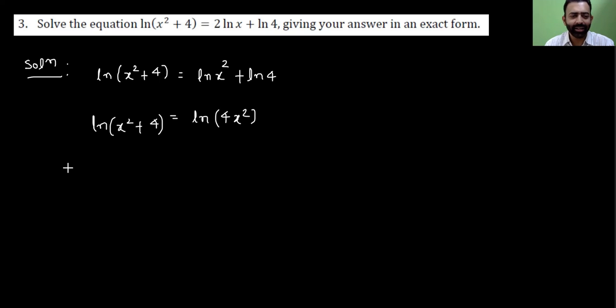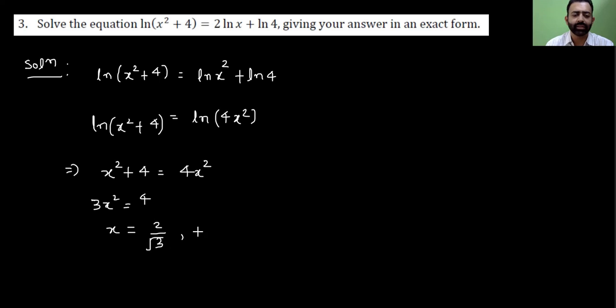So I can directly write that, hence, this implies x square plus 4 is equal to 4 times x square. Okay, combining the terms, 3x square is equal to 4. That means x is equal to plus 2 by root 3 and second is minus 2 by root 3, right? And it says that you have to write your answer in exact form, right? You must be noticing that I haven't used a calculator till now, right?